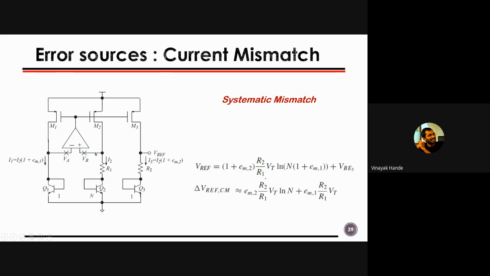Because the VDSs are not the same, right? At room temperature, I'm getting a reference voltage of 1.200 millivolt, as is conventional, but VA and VB at 700 millivolt, right? So there is a difference of 500 millivolt in the VDS of these two transistors, M3 and M1, M2, right? So definitely it is causing a systematic mismatch. And how do we avoid this systematic mismatch?